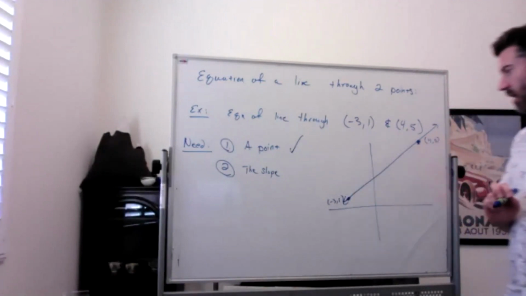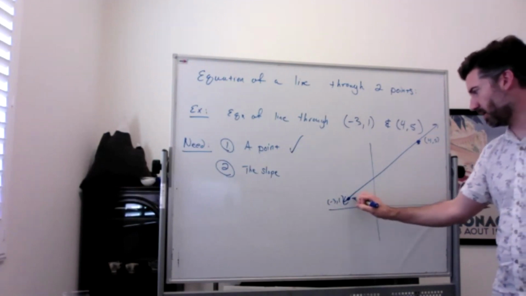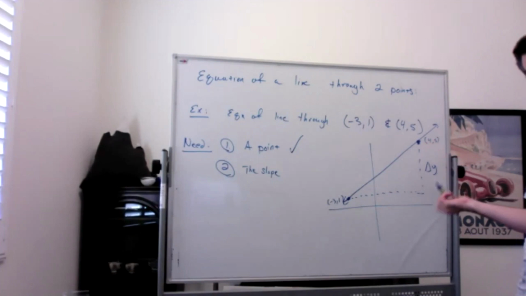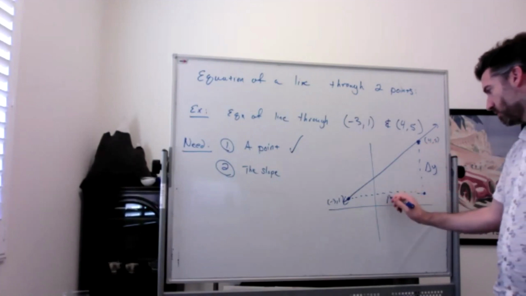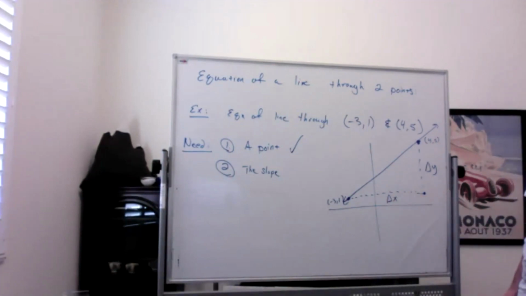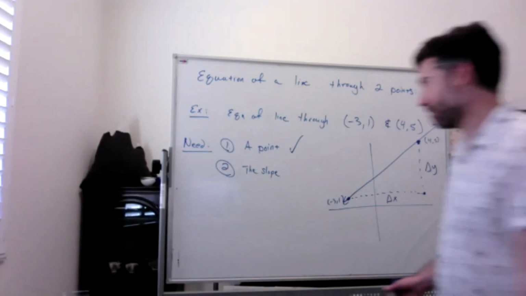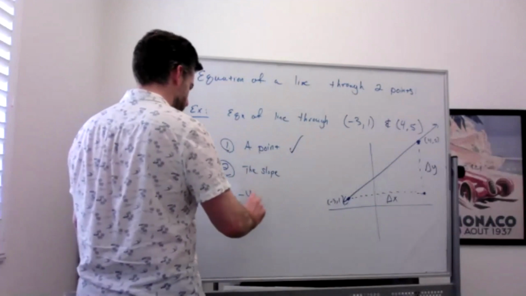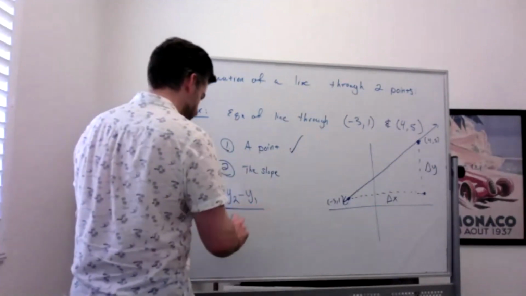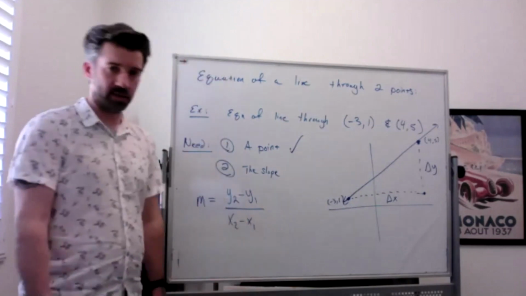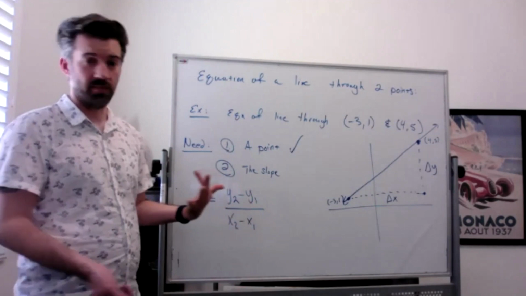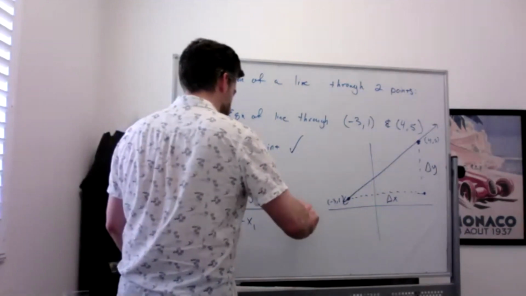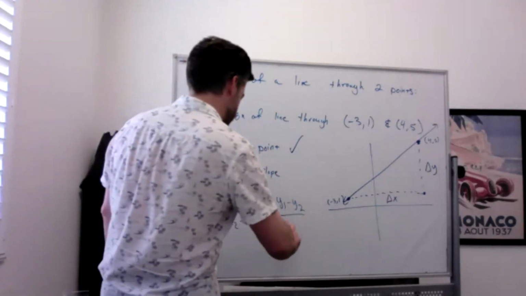There's the line going between them, and the slope is this change in y, or delta y, over this change in x, or delta x. So I'm trying to figure out how much change in y per how much change in x. The way we calculate that is the difference in the y's, y2 minus y1, divided by the difference in the x's, x2 minus x1. And it actually doesn't matter which way you do it: you could do y2 minus y1 over x2 minus x1, or y1 minus y2 over x1 minus x2.